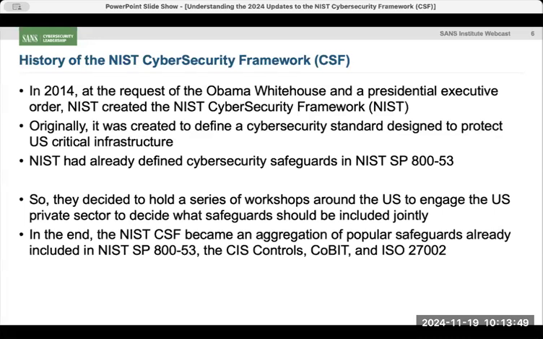And so what they did was, around that same time, there was this big push to say, we need to have more public-private partnerships between the US government and what's going on in the private sector.